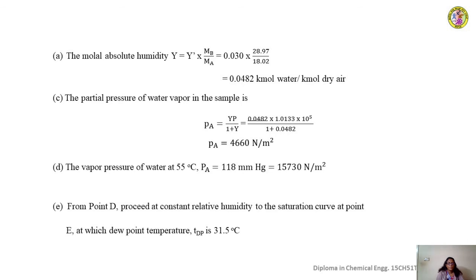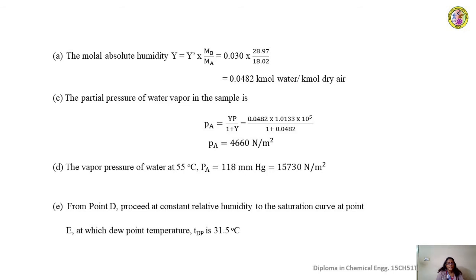Next step, you have to determine the molar humidity. Once the absolute humidity is given, the calculation of molar humidity is not at all a problem. We know the relationship between the absolute humidity and molar humidity. Absolute humidity y dash is equal to molar humidity y into MA divided by MB, where capital MA and MB represent the molecular weight of vapor and gas respectively. For an air water vapor mixture, MA is the molecular weight of water, which is equal to 18, and MB is the molecular weight of air, which is approximately 29.